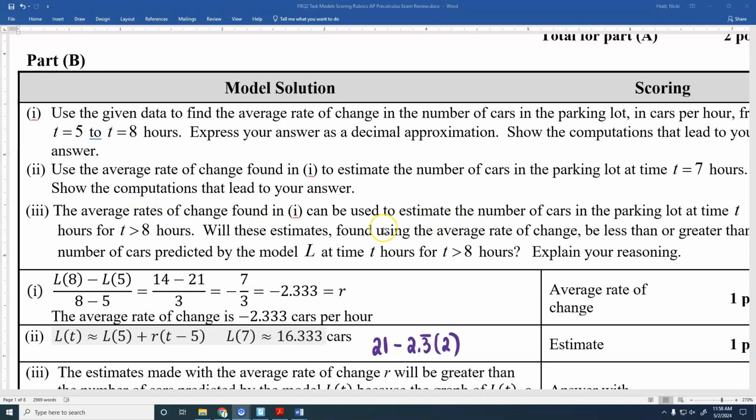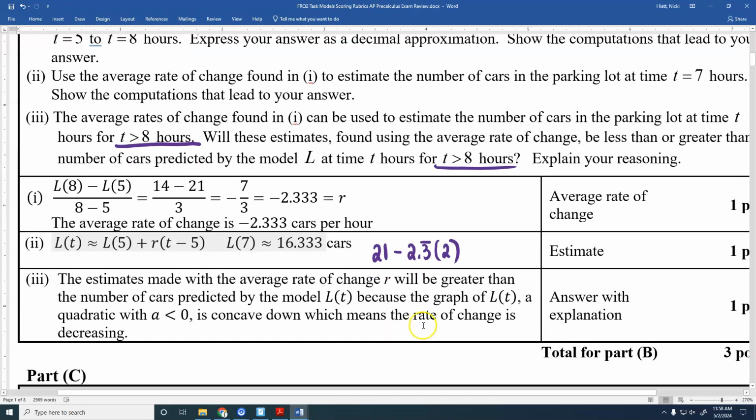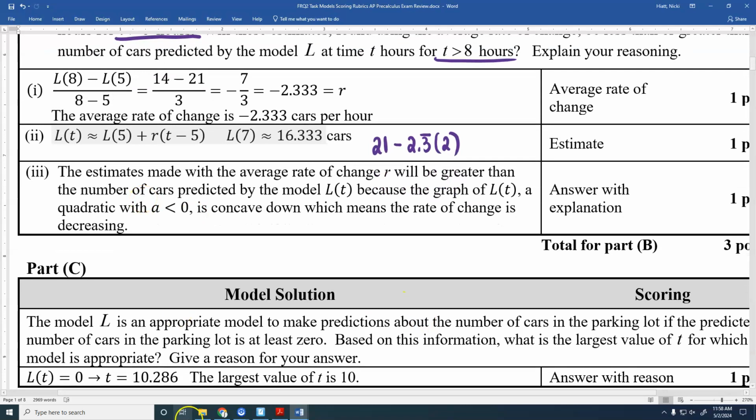First of all, it's talking about using this for t is greater than 8 hours. So 7 wouldn't be a good number to plug into this because 7 is less than 8, right? So it's not the part they're asking us about. Also, while it can help you understand what you're doing to use a number bigger than 8, so you could plug in 9 or 10 or 11 and then compare it to your linear here, it doesn't guarantee it's every point. So what they're wanting you to talk about is the shape of the graph here.